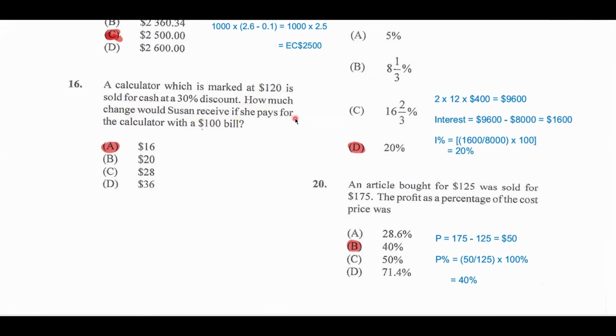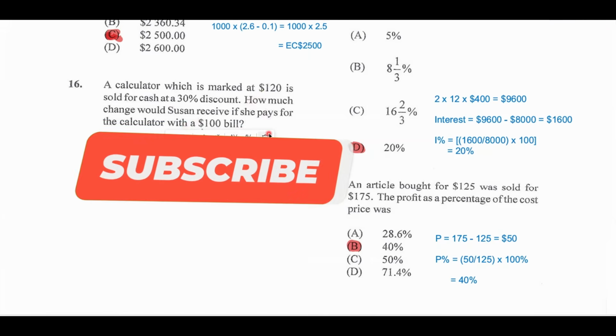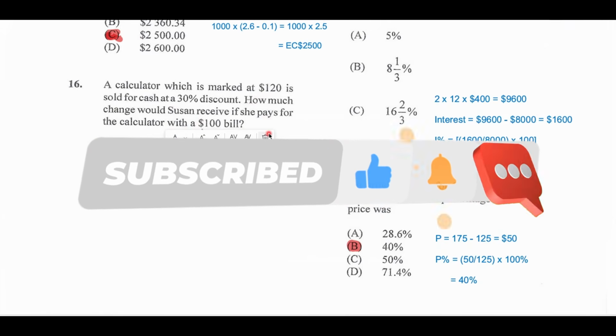16, a calculator which is marked at $120 is sold for cash at 30% discount. How much change would Susan receive if she pays for the calculator with a $100 bill? So we find 30% of 120, and that will give me $36. What I do after that is subtract the $36 from 120, and that'll give me $84.